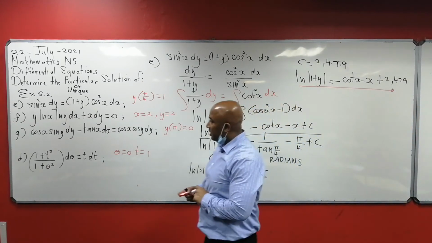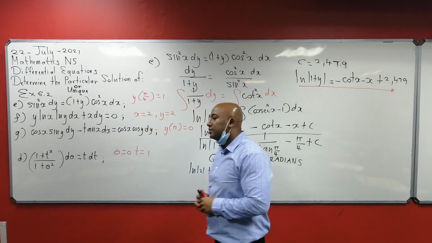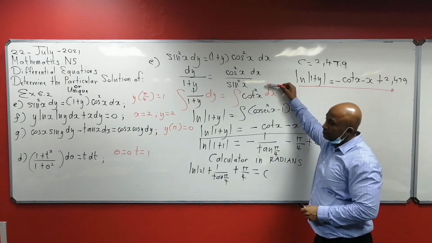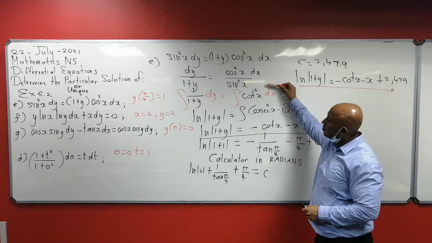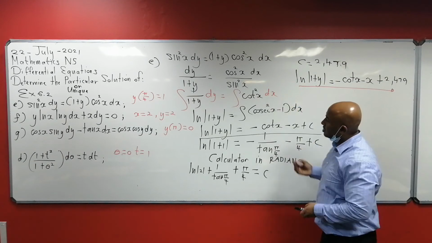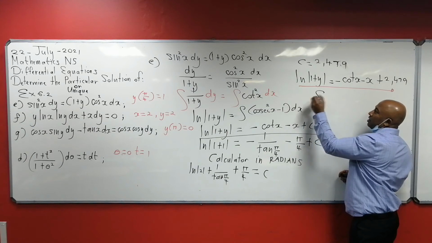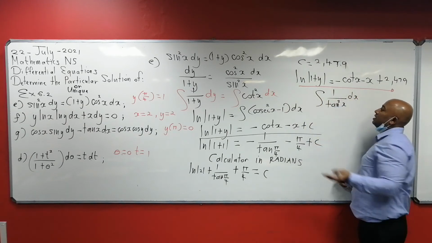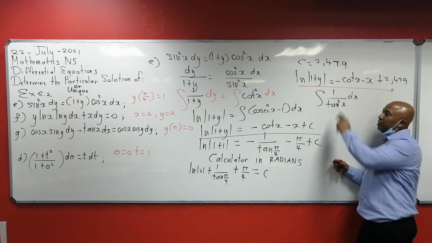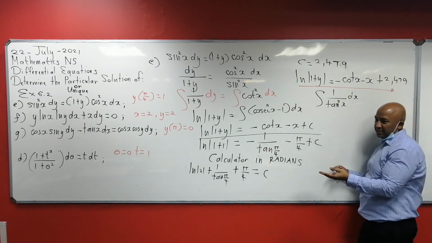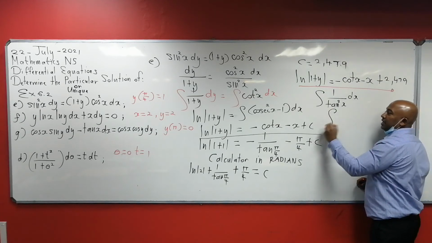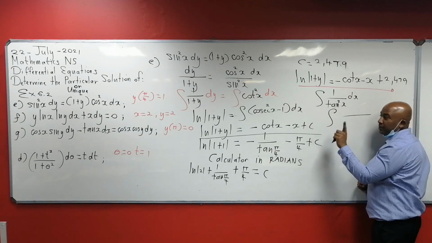Let's move on to the next one. Sir, in the second step, what would have happened if we said 1 over tan squared for cot squared x? The problem is, if you write cot squared as 1 over tan squared, now it's a fraction, but the numerator is not a derivative of the denominator, you see?